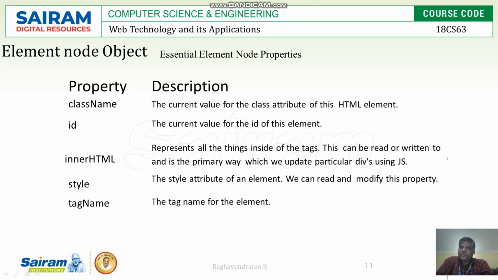This can be read or written to, and is a primary way by which we can update a particular div using JS. Nothing but the data that is present in one of the elements you are able to take, and finally you are able to display. It is not step by step that we will take. All the data, the output, is going to be present in one particular variable. That variable you will display. Then the style is there. The style attribute of an element you are able to read and modify. A property that you are able to modify. So tag elements, tag name, you can use it and you are able to access it.